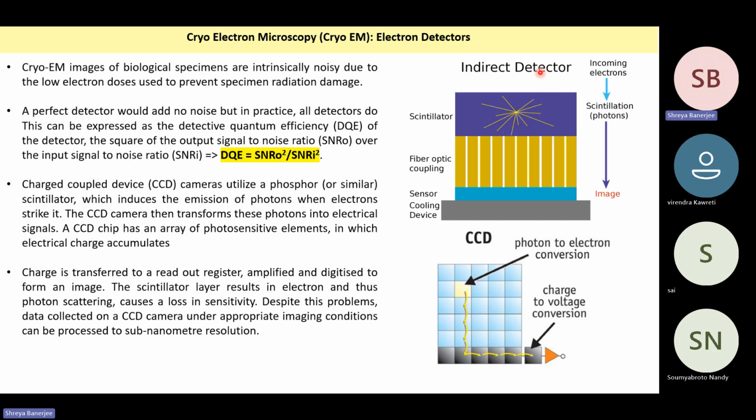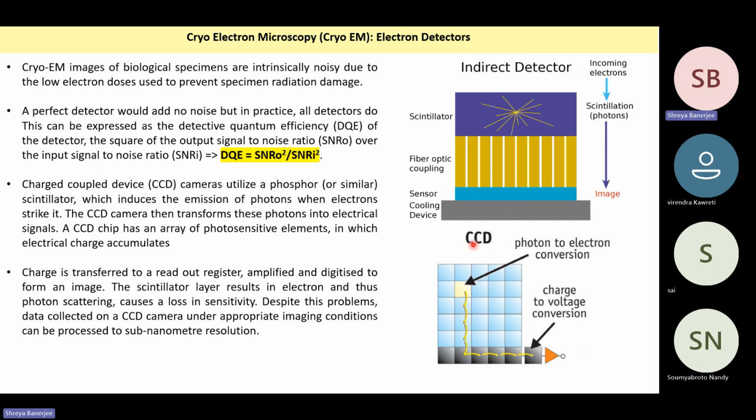Firstly, you have the indirect detector, where the electron passing through the sample hits the detector, a photon is produced, and the photon passes through fiber optic cables to give the image. This is the more primitive detector.